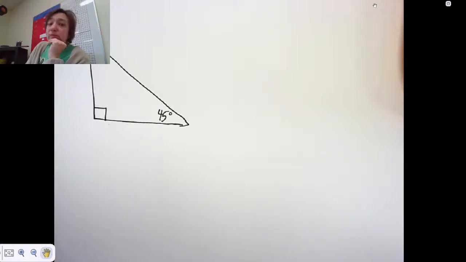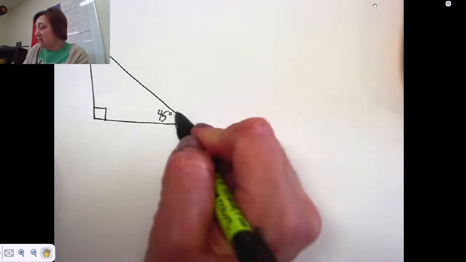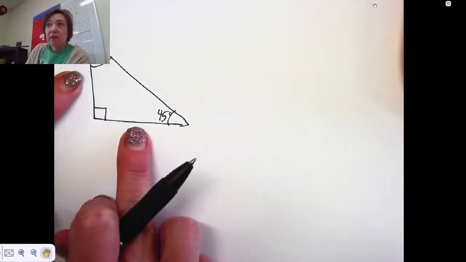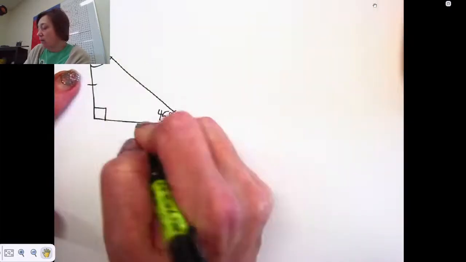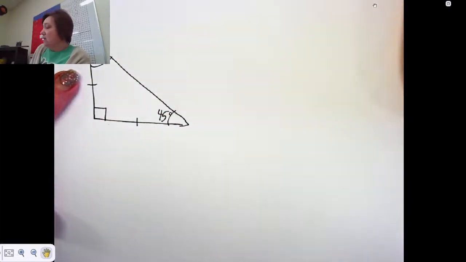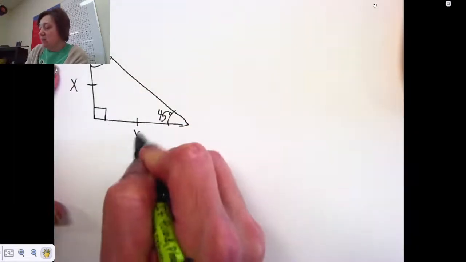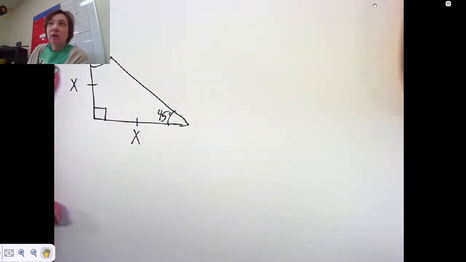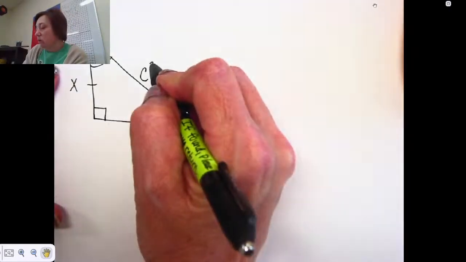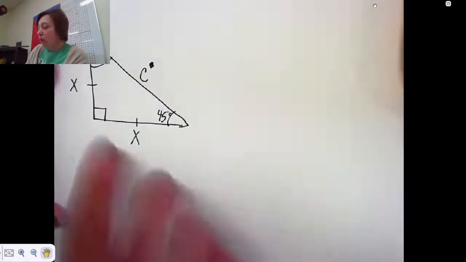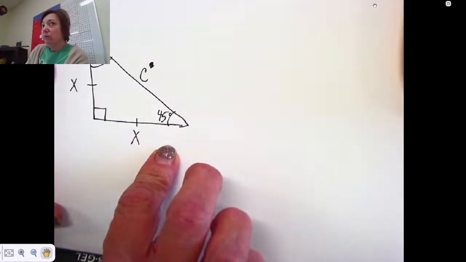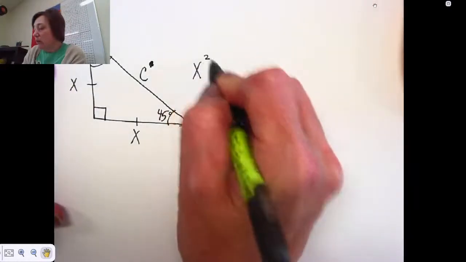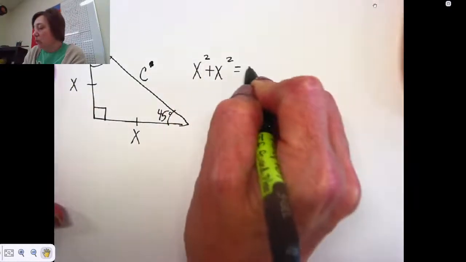Okay, so we're going to talk about a 45, 45, 90 triangle. Now, since this angle and this angle are congruent, what does that tell us about these two sides? They're also congruent. So if I say this is x, then this is also x. Now, this side over here is our hypotenuse, right?